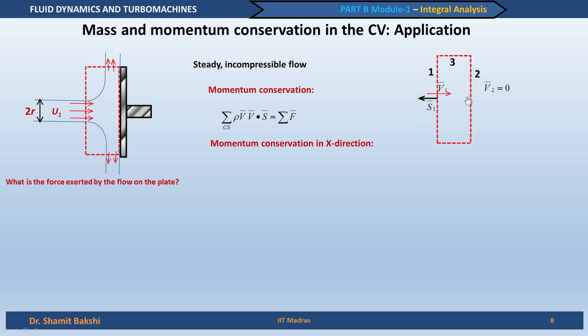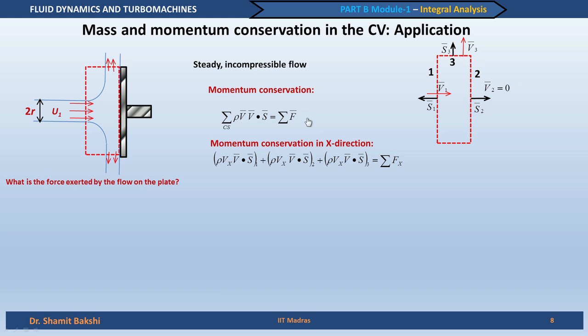V 2 bar, that is the velocity vector in the second control surface, is essentially 0, because there could be no velocity normal to the surface, and the flow also stagnates here. So, the velocity comes to a 0 velocity. The direction of the area vector is shown like this. Now, third surface, the area vector is shown like this and the velocity vector is shown like this, V 3 bar.